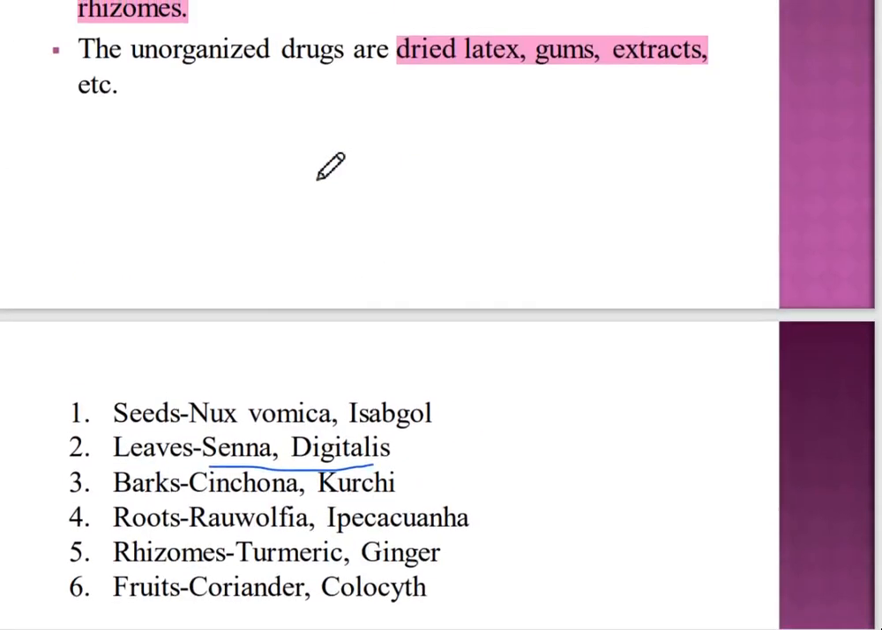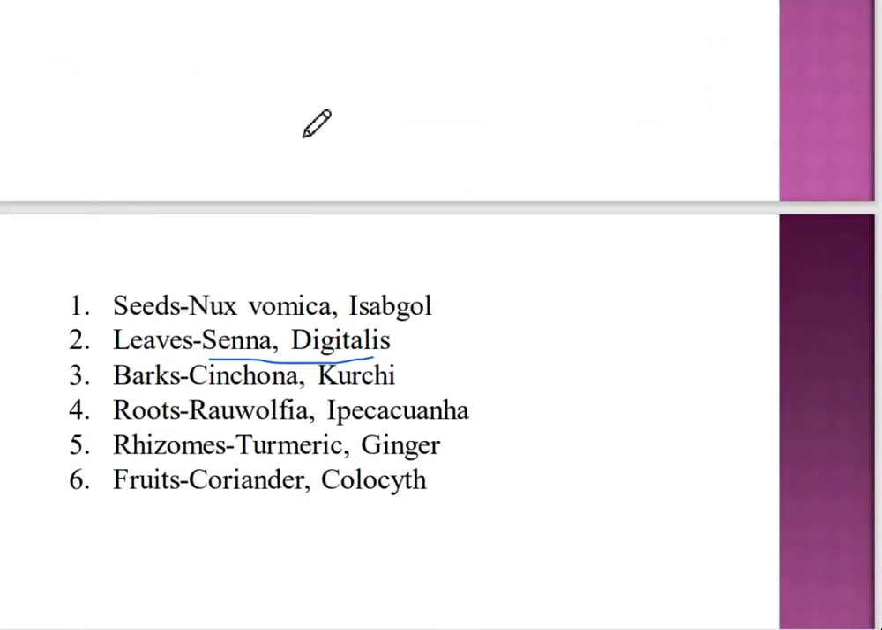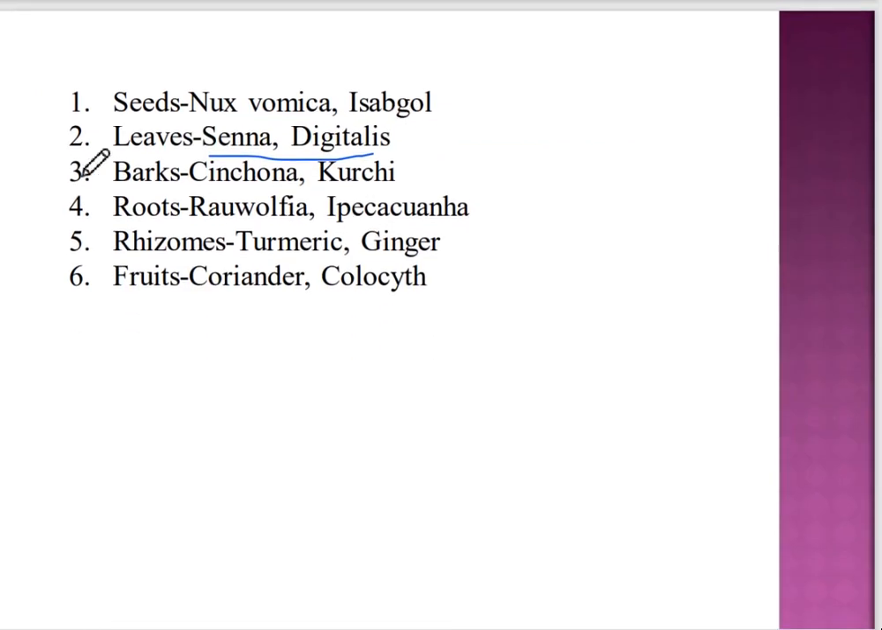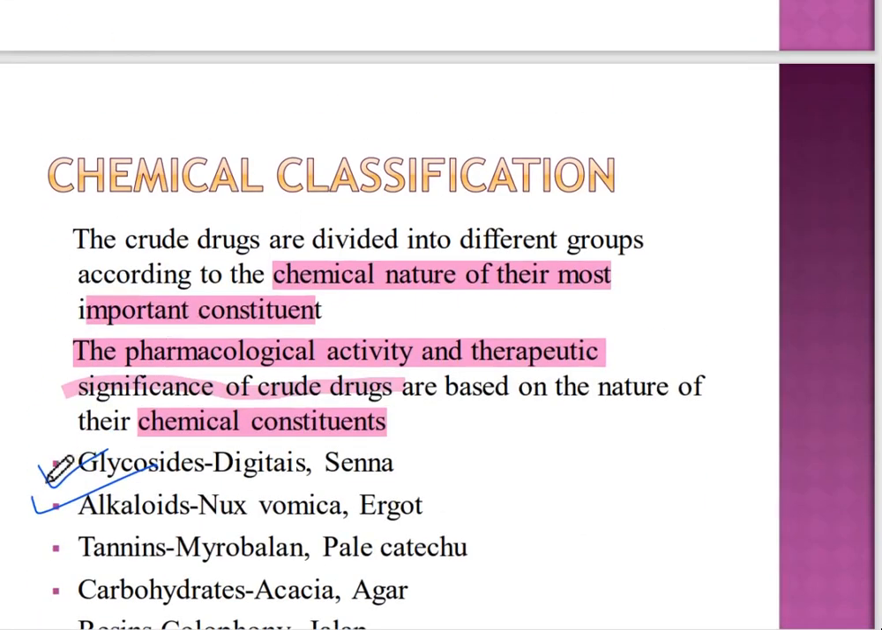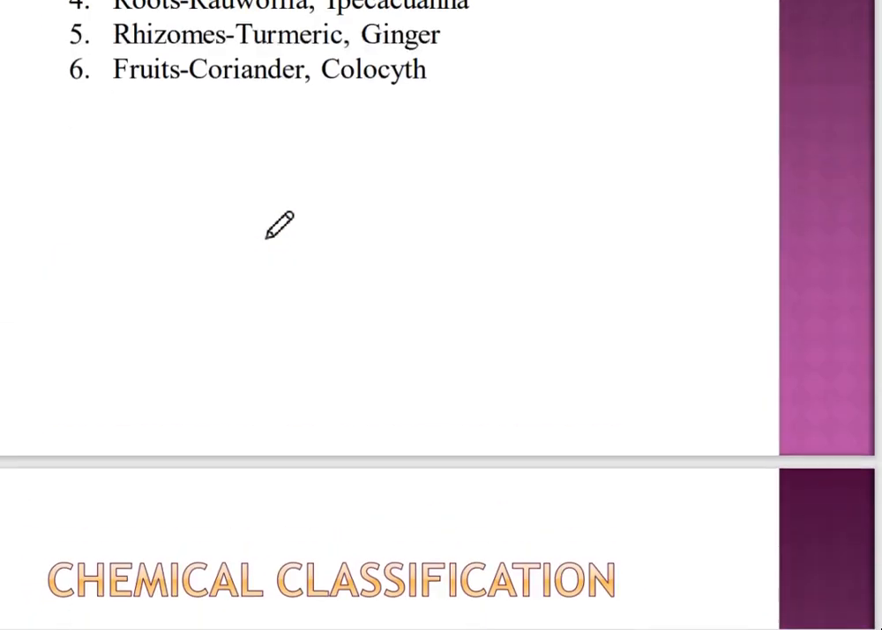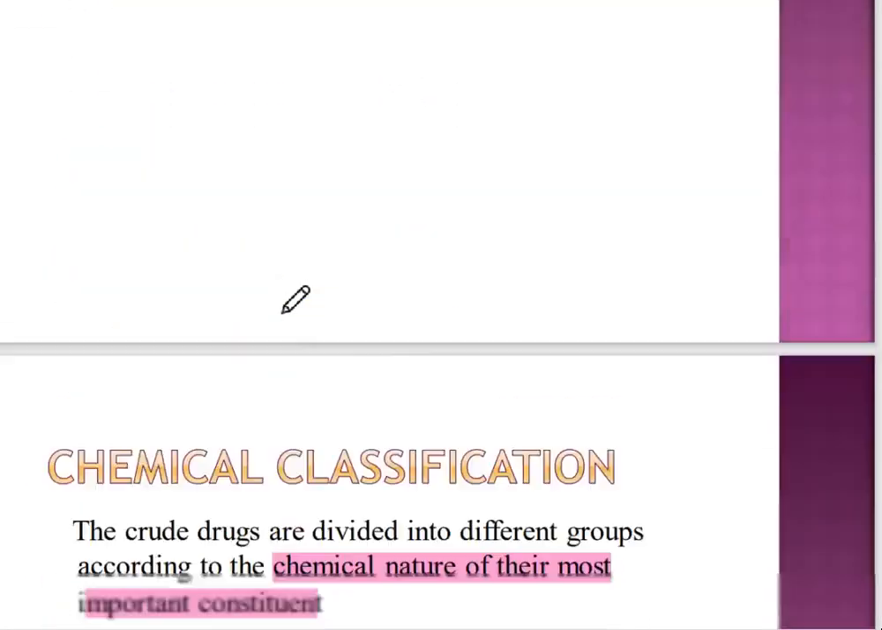So please don't get confused: senna and digitalis, if asked on the basis of the morphological classification, will be leaves. And if digitalis and senna are asked according to the chemical classification, it will be glycosides. Similar with nux vomica. These questions are mostly asked in GPAT to confuse students. Similarly, in alkaloids you have nux vomica, and in seeds you have nux vomica.